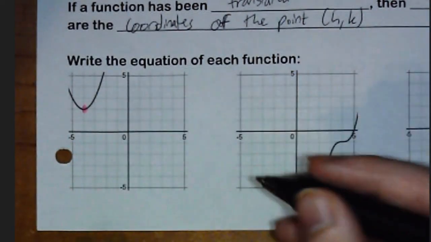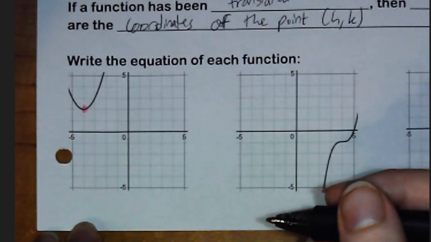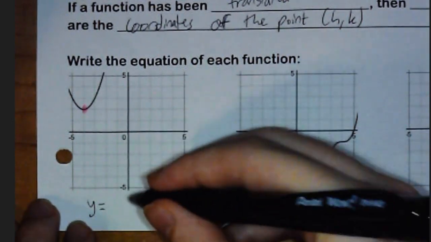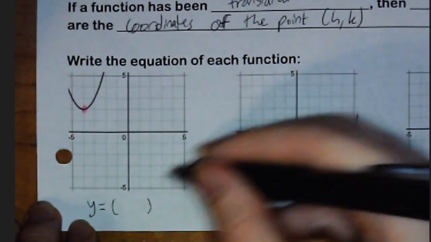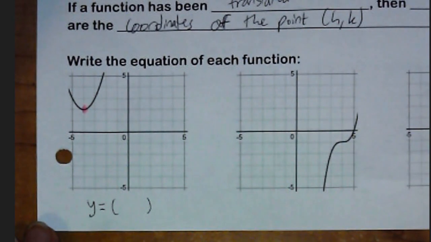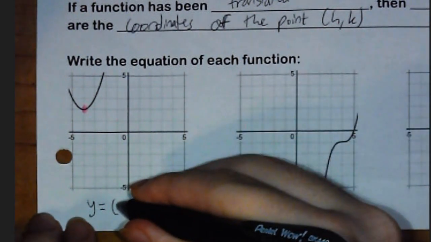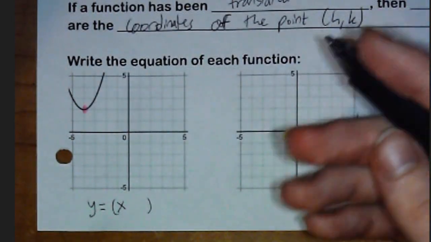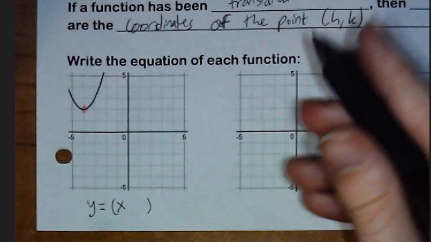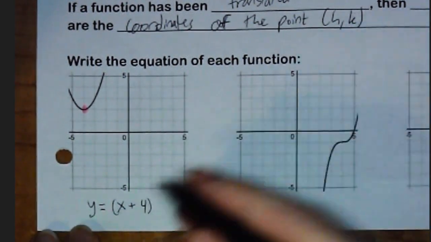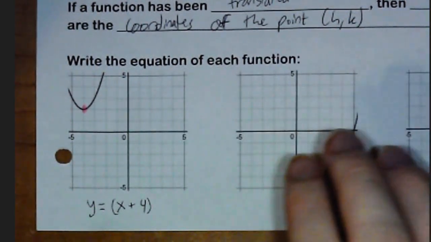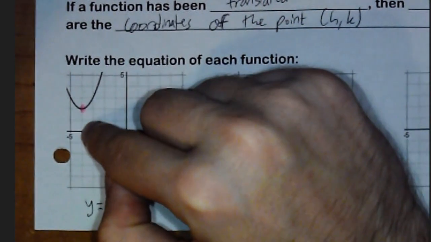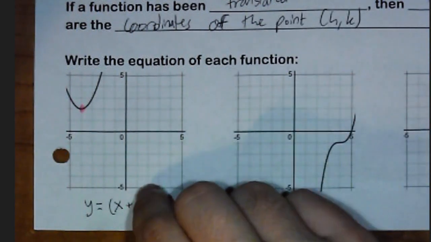Therefore, our equation is going to be, let's see, y equals, and I'm going to put parentheses here. So we have x minus h, so h is negative 4, so x minus negative 4. X minus negative 4 is going to give me x plus 4. Again, h is backwards, right? Because the equation is x minus h. H is negative 4. X minus negative 4 gives me x plus 4.